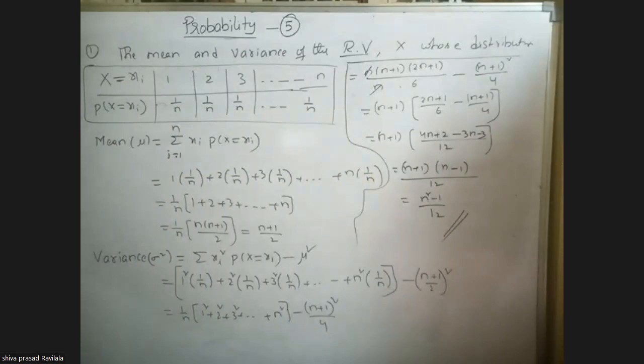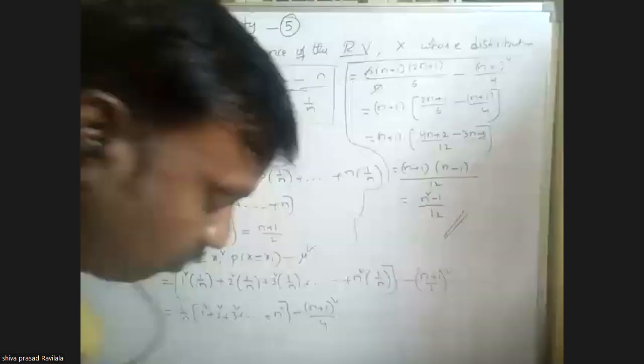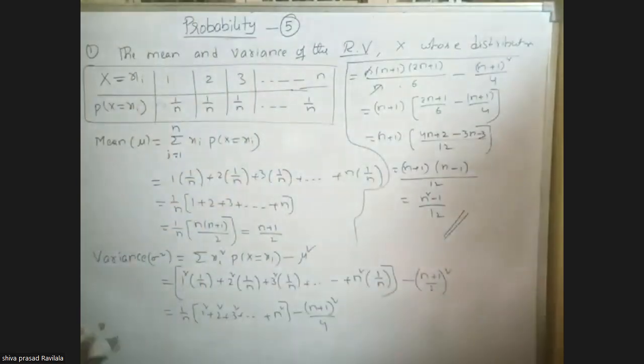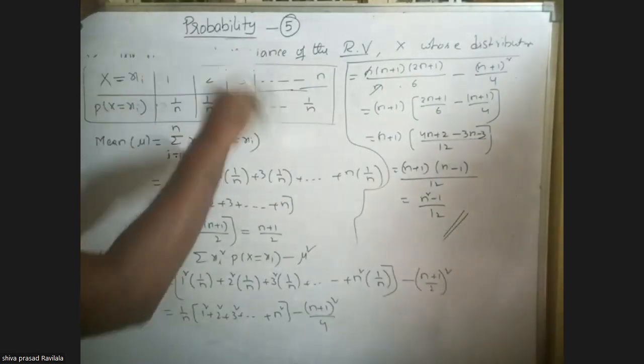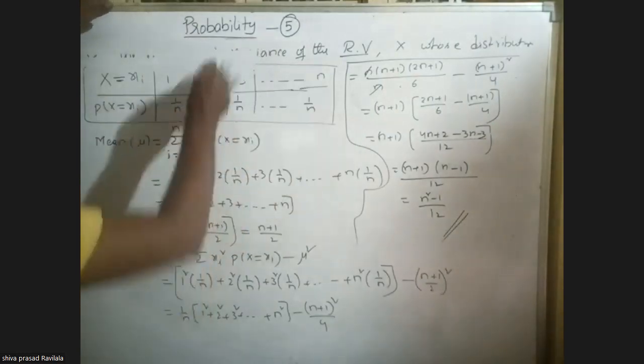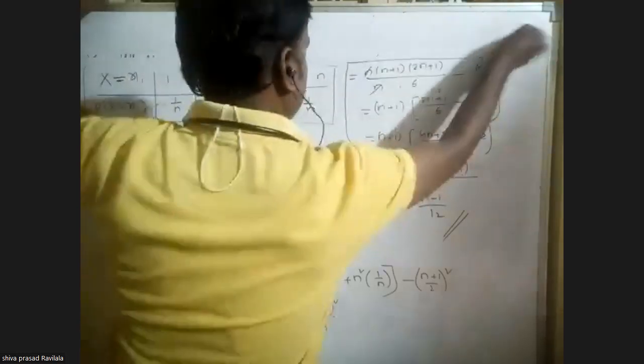Options: N square minus 1 by 12, N square plus 1 by 12, 2N plus 1 by 12, 2N minus 1 by 12. Even with 24 also, no problem. 6 4s are 24, means I write first this one, second that one, in reverse order.